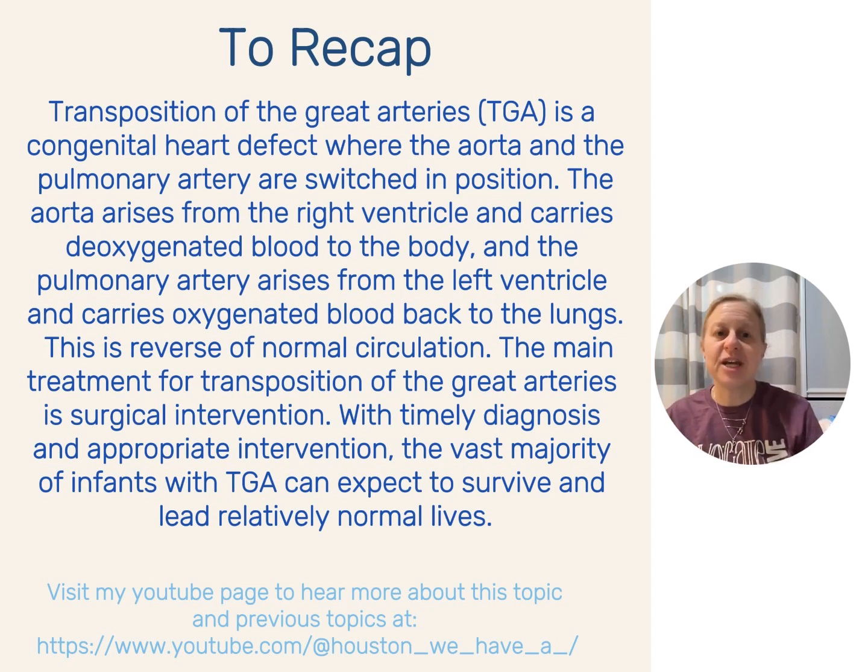So to recap, TGA is this great thing where we have these two main vessels that are switched, and we've got them coming off of the wrong areas. Our aorta, which needs to pump oxygenated blood to the body, is instead pumping deoxygenated blood. Hopefully it's mixed, because we have an ASD that's allowing some mixed blood, but it's coming off of the right ventricle. And then our pulmonary artery is coming off of our left ventricle, so we can't circulate the blood to the lungs in order to exchange our gases. So we're relying on our PDA to allow some of that blood to come in and get rid of some of that waste.